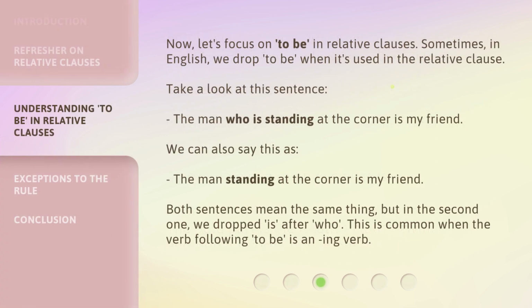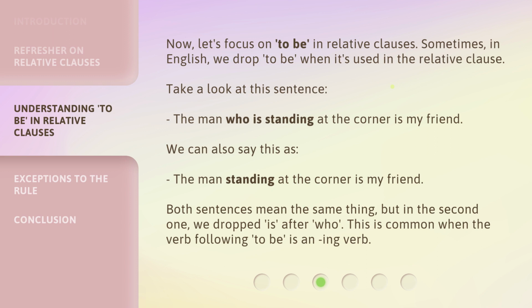Now, let's focus on to be in relative clauses. Sometimes, in English, we drop to be when it's used in the relative clause. Take a look at this sentence. The man who is standing at the corner is my friend.